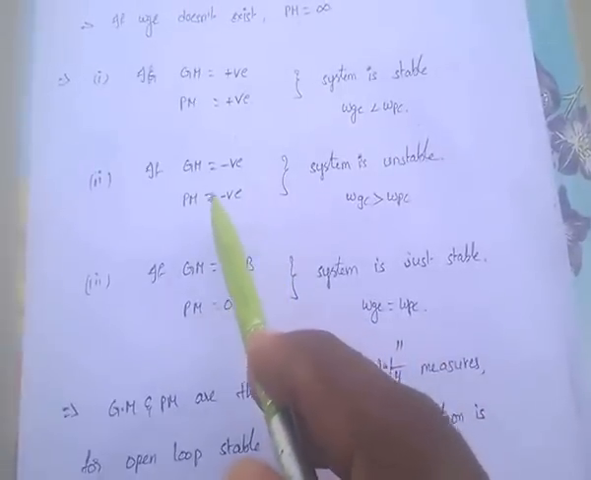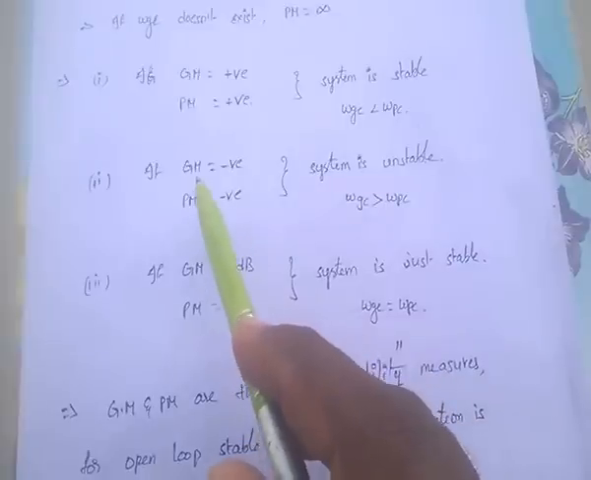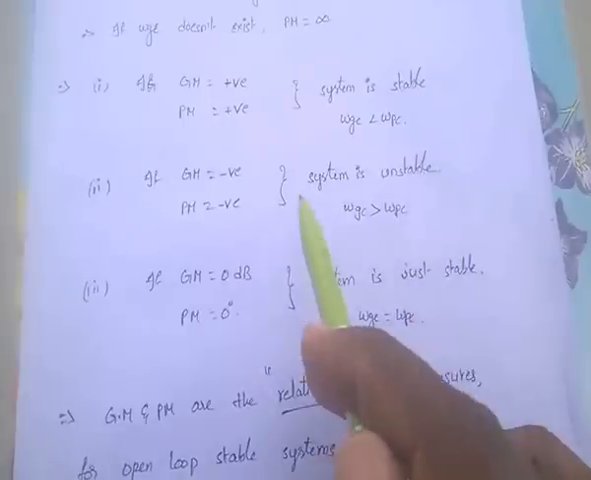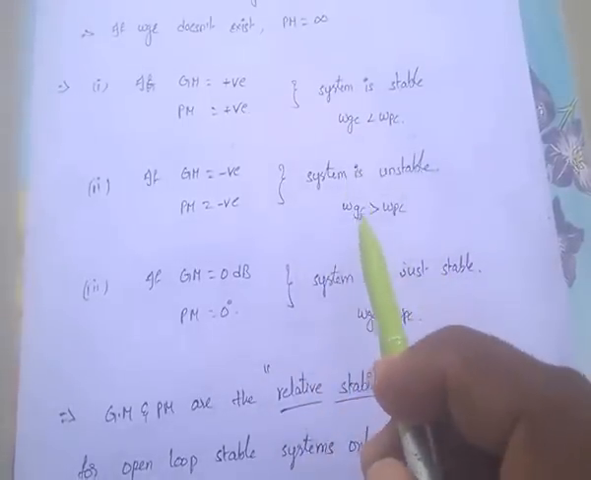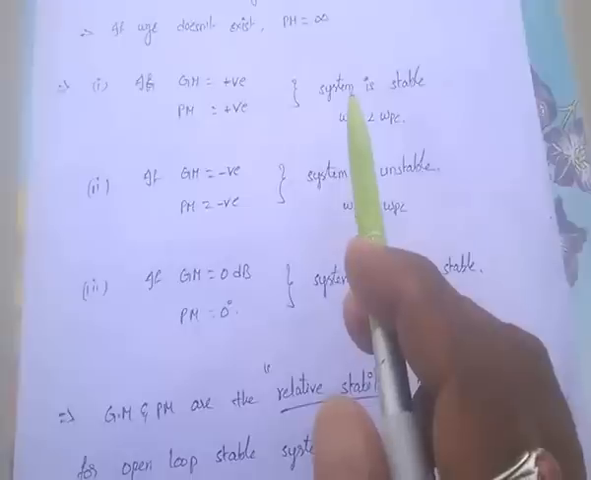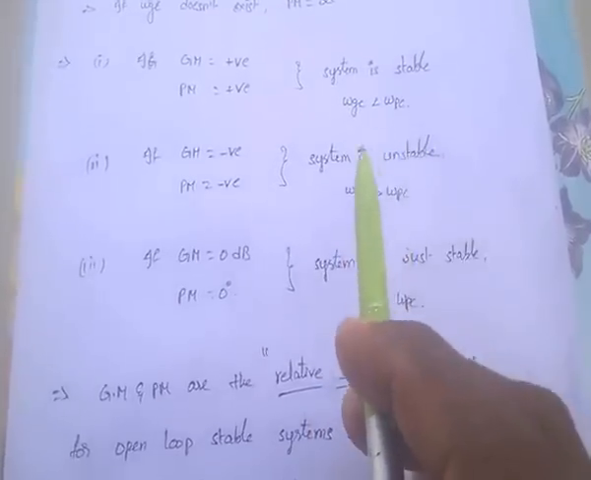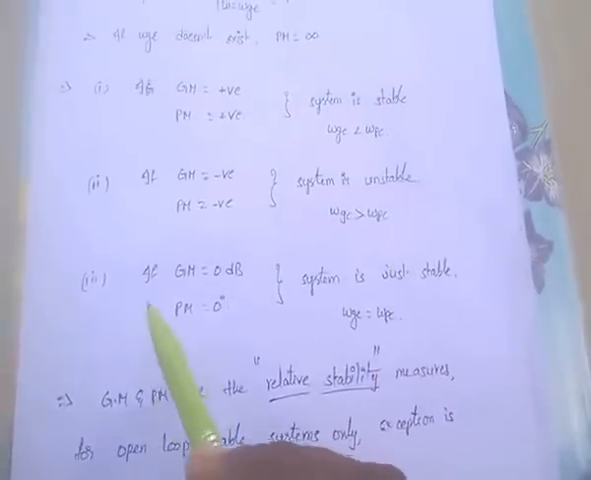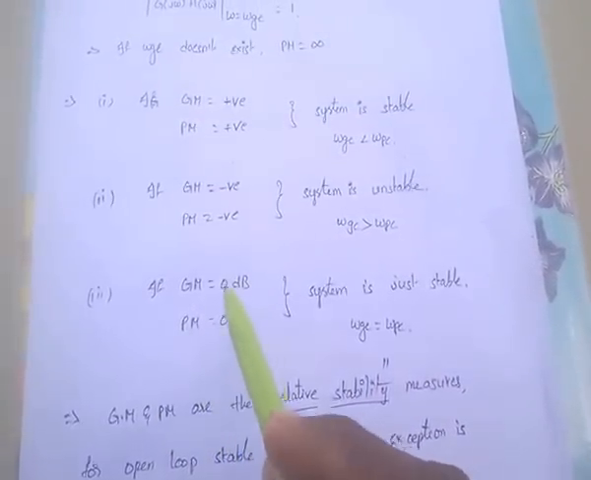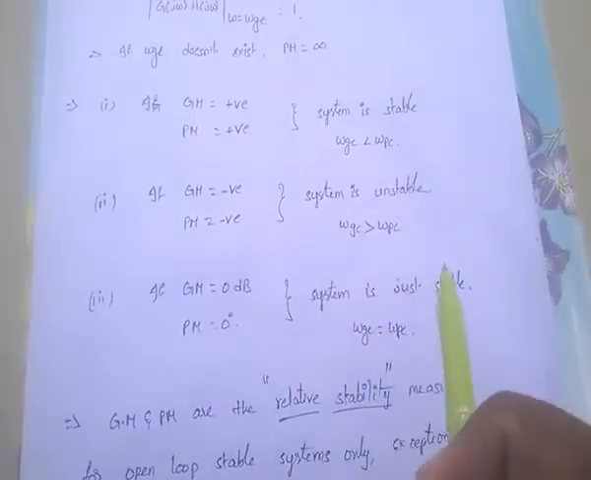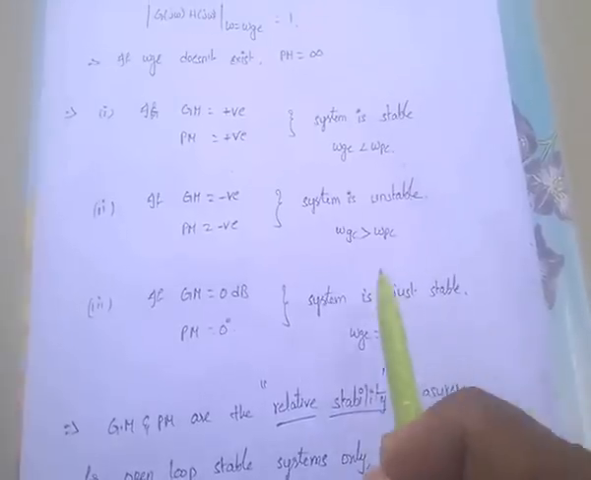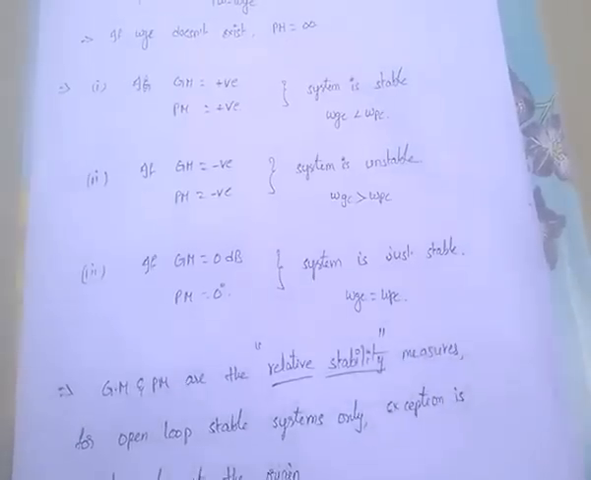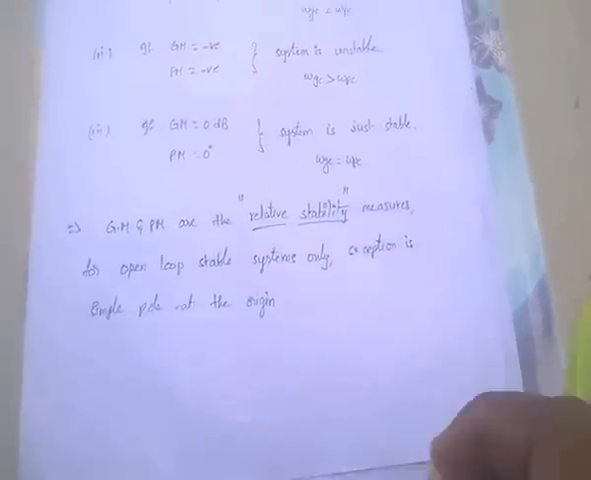If gain margin and phase margin both are negative, the system is said to be unstable. In this case, omega gc is greater than omega pc. In stable condition, omega gc is less than omega pc; in unstable condition, omega gc is greater than omega pc. If gain margin and phase margin both are zero, the system is just stable, that is, marginally stable. In this marginally stable condition, omega gc equals omega pc.